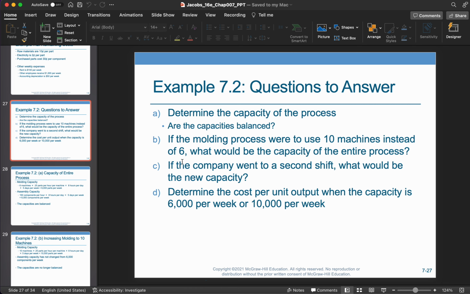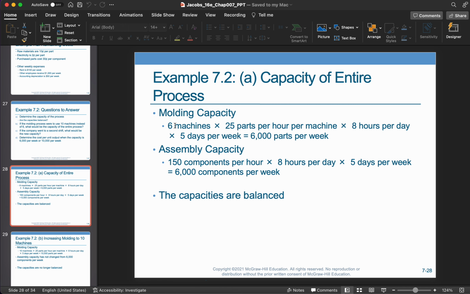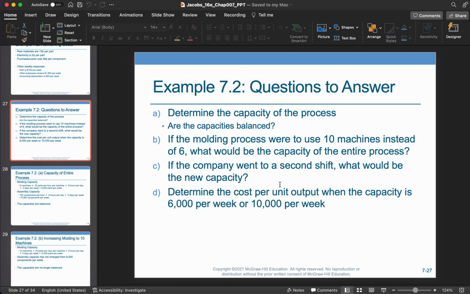Now let's answer these questions, where it says, what happens if you use 10 machines instead of 6 machines in the molding process? Instead of 6 machines, if you use 10 machines, the capacity becomes 10,000 parts per week for molding, but the assembly capacity is still 6,000. So your whole process still has a capacity of 6,000. So adding those extra 4 people does not make sense, at least initially.